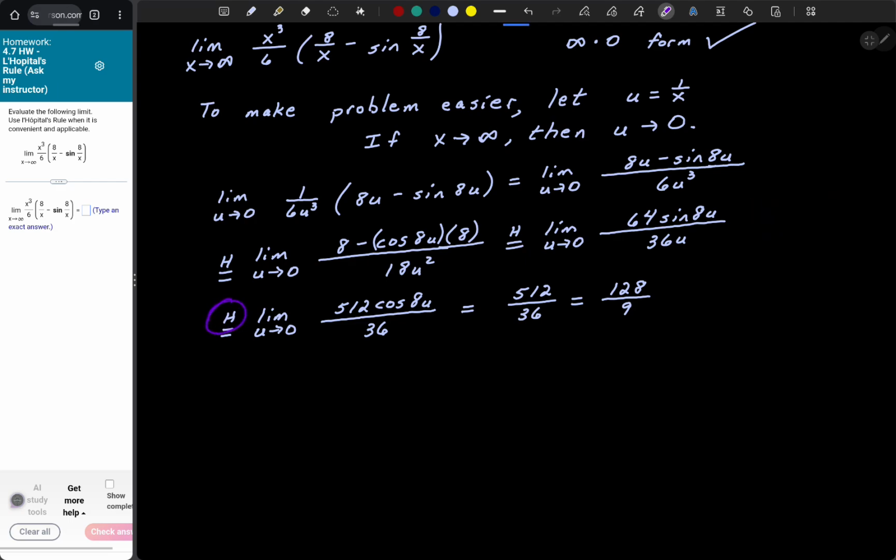I use L'Hopital's rule one last time, and I know that this is the last time because this time my denominator is no longer going to be going to 0. It's just a 36. Derivative of the numerator, derivative of sine of 8u is the cosine of 8u times 8. Multiplying by 8 yet again gives me a 512 coefficient. And now when I evaluate at 0, I know that the cosine of 8 times 0 is just the cosine of 0. Well, the cosine of 0 is 1. Our numerator is 512 times 1, denominator 36. That reduces down to a final answer of 128 over 9.